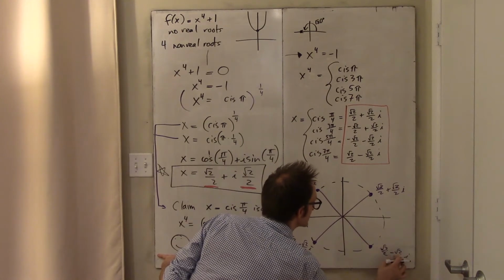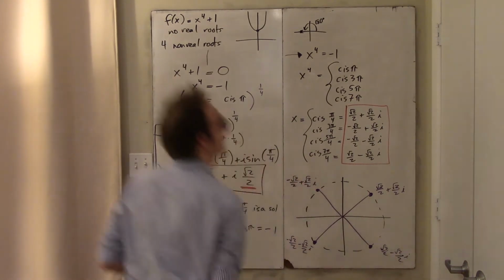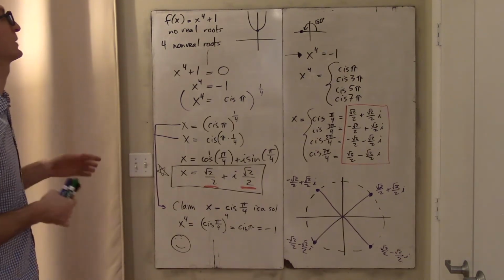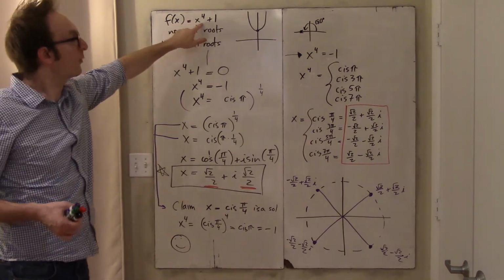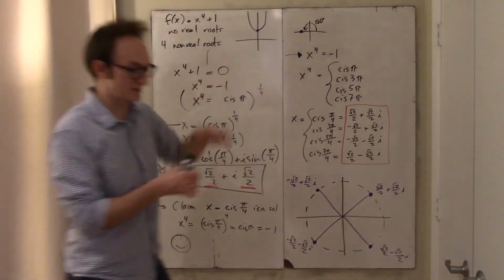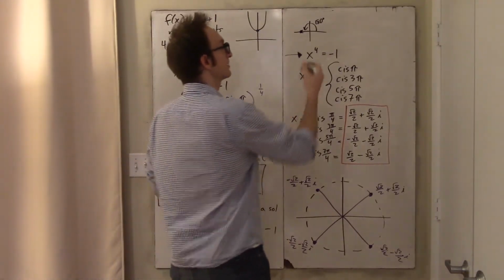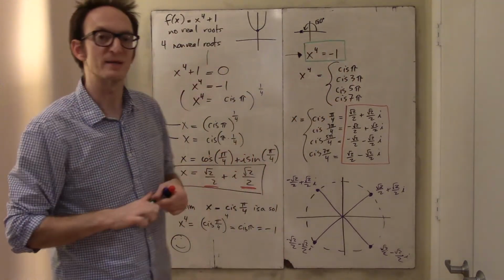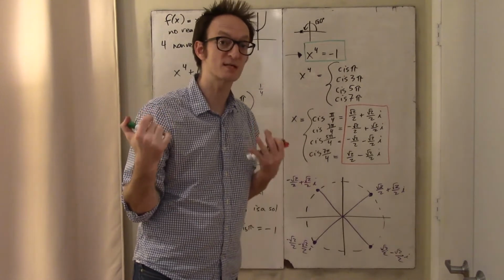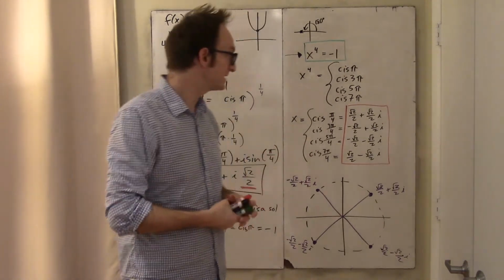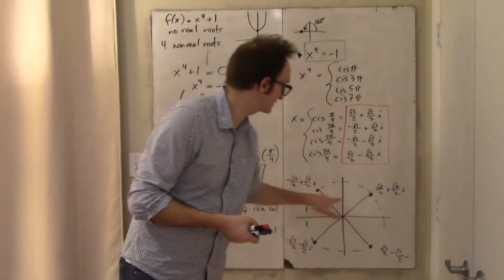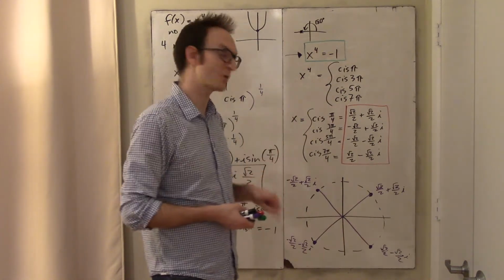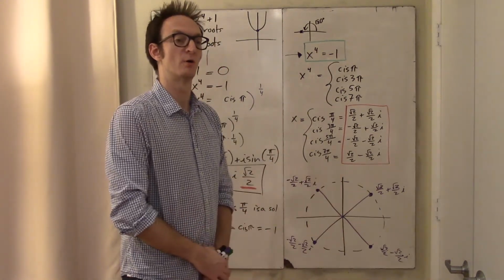Okay, so what's up with this? What's up with understanding this figure? Well, what am I really doing? I'm really saying, for what numbers is it the case that when you raise them to the 4th power, you get negative 1? But if you have fully accepted into your heart that complex numbers are a rotation and a dilation, in this case, since all of these four numbers have distance 1 from the origin, there's no dilation, right? Each one of these complex numbers is actually just a pure rotation.